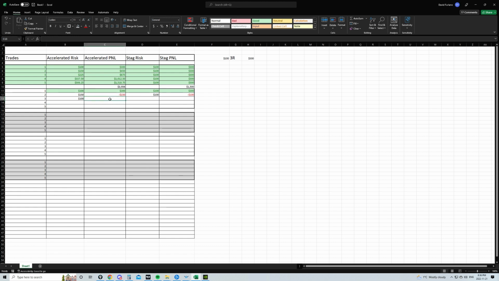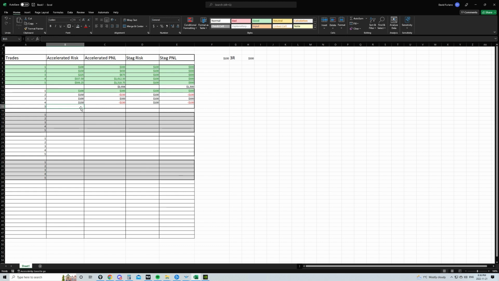Now let's say we won that trade. We would win 300. Same with the other side, risk 100 to make 300. Now we accelerate again and we risk 150, half of what we won. And unfortunately, we lost 150 again. In this case right here, we would lose 100.